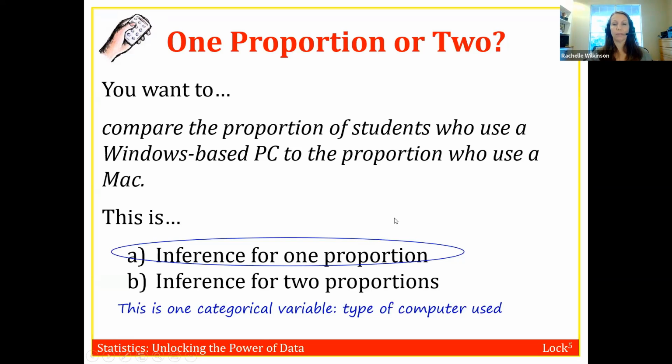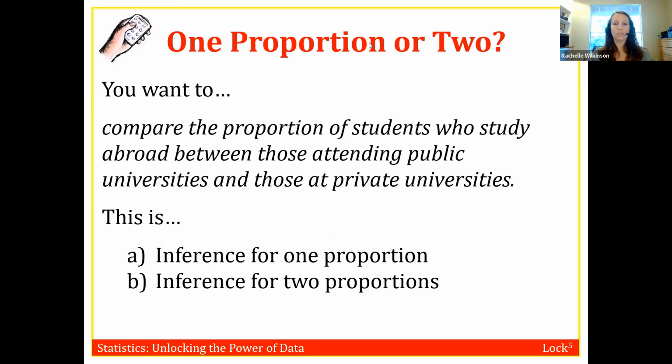All right, let's try another one. This time, you want to compare the proportion of students who study abroad between those attending public universities and those at private universities. So does this look like inference for 1 proportion or inference for 2 proportions?